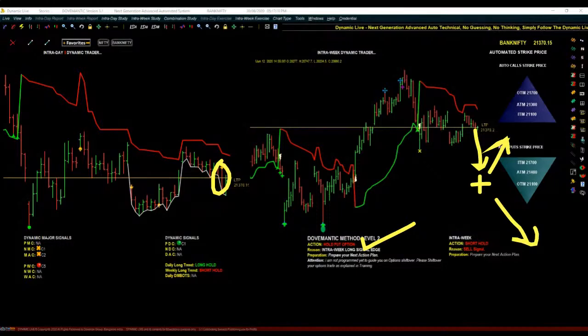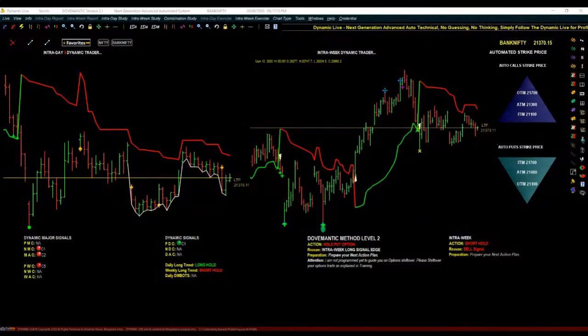So this is how one can trade using this dynamic live Daumantic method. Now, once you start implementing it, first decide what is your capital. Based on your capital, select a quality stock or an index and trade the same script for one entire month. When you do that, first of all, it is very easy compared to trading multiple stocks every day.